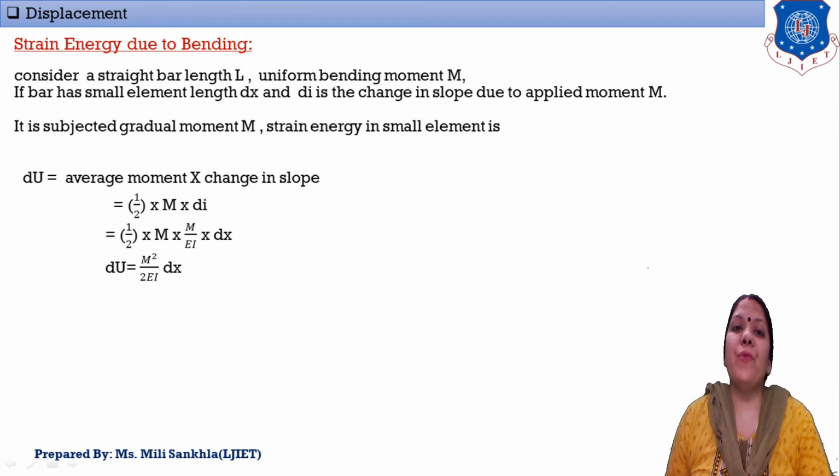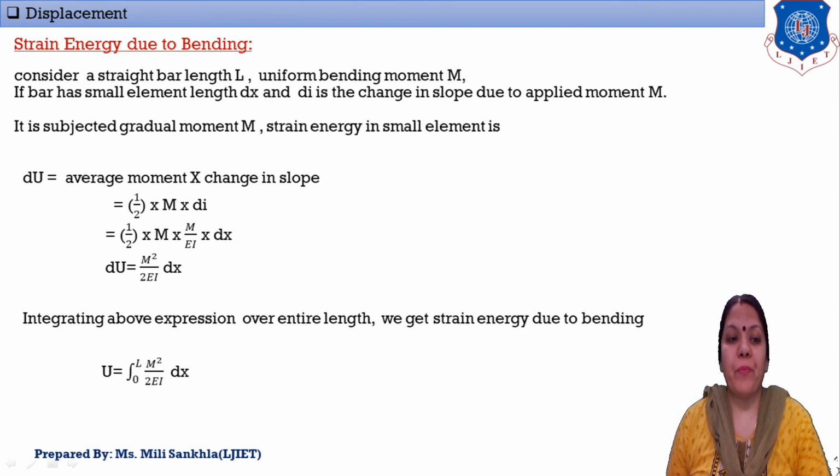Okay, now dU is equal to M squared over 2EI into dx. Next, if we want to find this equation for the entire bar, then the strain energy U is equal to the integral from 0 to L of M squared over 2EI into dx. Okay, this equation is simply for finding the strain energy due to bending for the entire span.